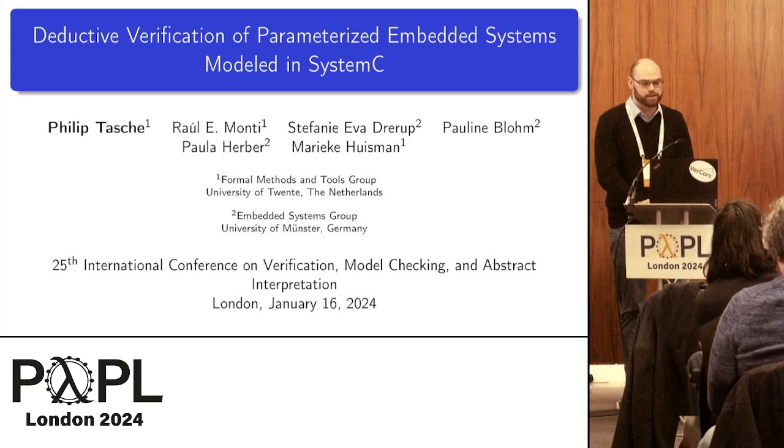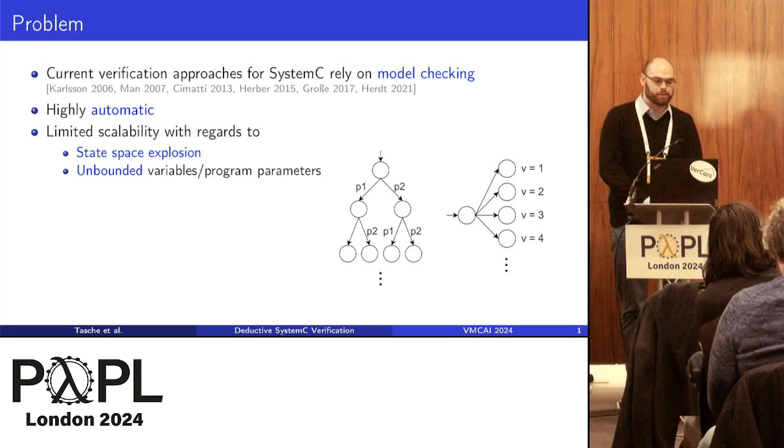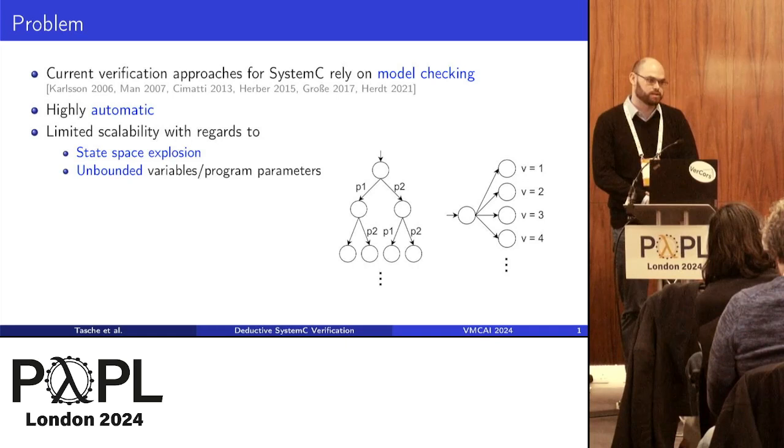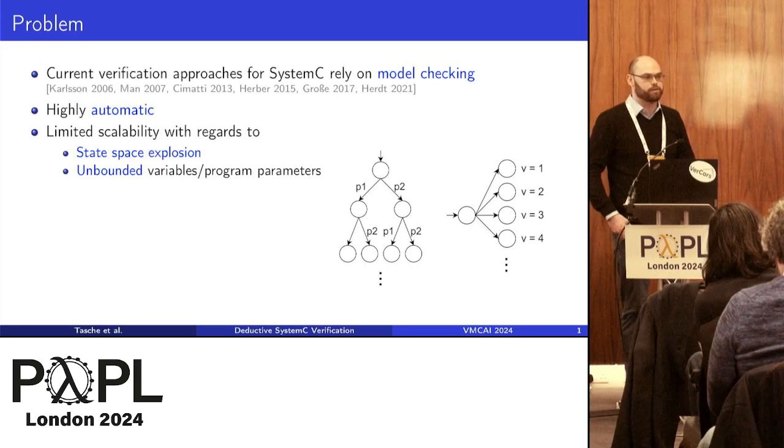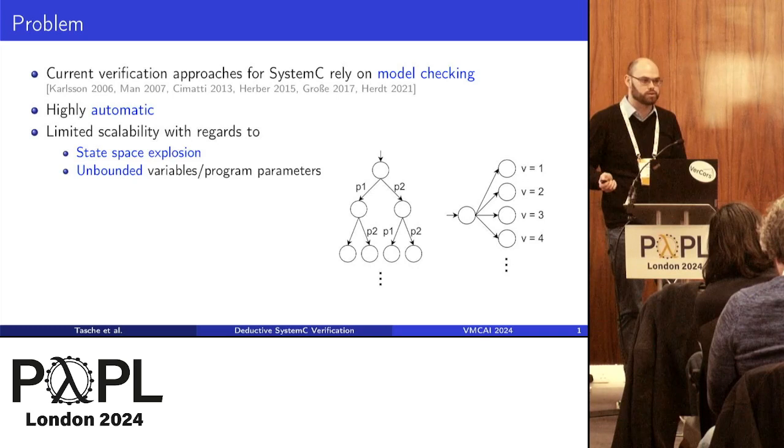So first of all, verification approaches for SystemC already exist, which are based on various varieties of model checking. Model checking, of course, has some advantages as a verification technique. It is very automatic, and for plenty of applications there are optimizations you can do. But fundamentally, it always struggles with large state spaces, be that through combinatorial state space explosion or through unbounded data ranges of, for instance, unknown program parameters.